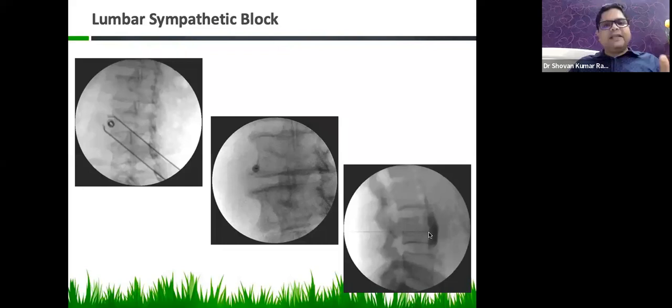This is what you see. First we see in a lateral view, in an oblique view, and position the needle. Then in the lateral view, you see there is a proper dye spread along the sympathetic plexus. Then either you can do it with alcohol, or you can do a radiofrequency ablation.